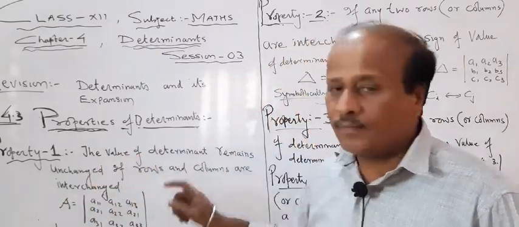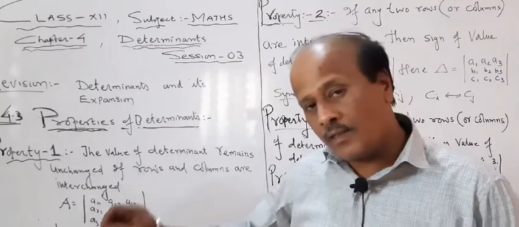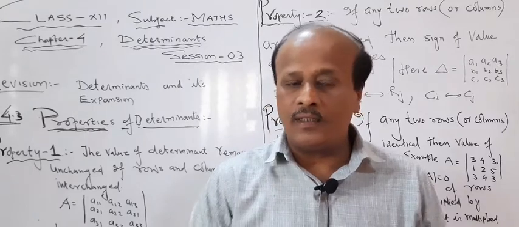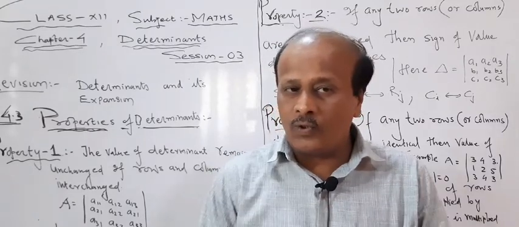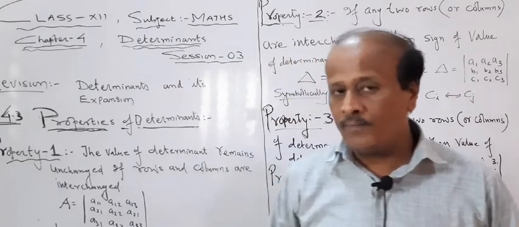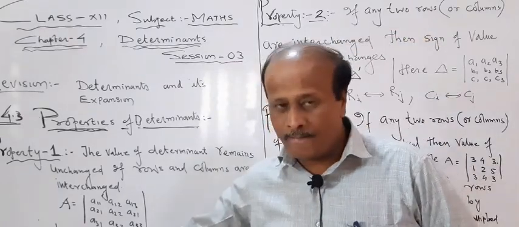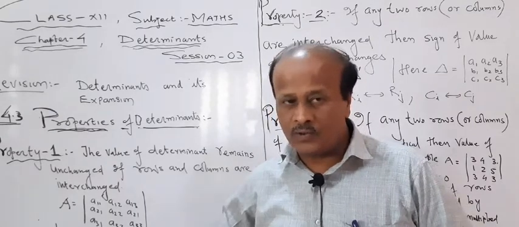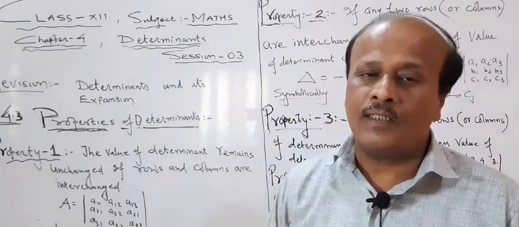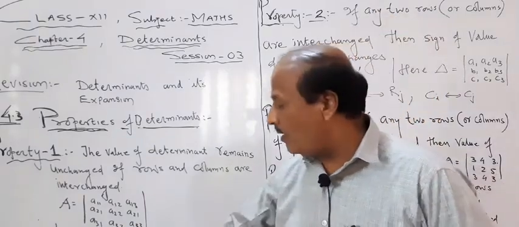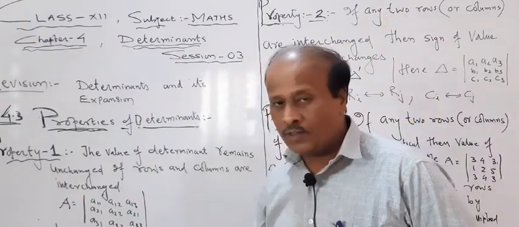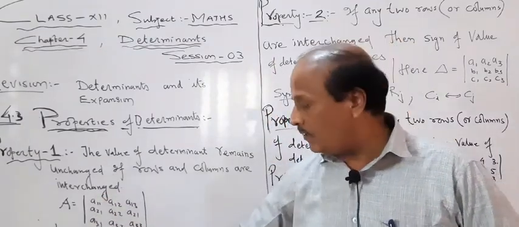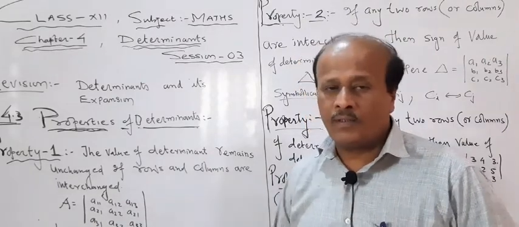The value of a determinant remains unchanged, constant, identical or the same when you interchange the rows and columns. Do you remember I told you how to write this in symbolic form? As a note it is given in your book. If you want to show that rows are interchanged with columns, one symbol was used earlier in the previous chapter on matrices: Ri interchanged with Ci. What does it mean? The ith row of any determinant is interchanged with the ith column of that particular determinant.